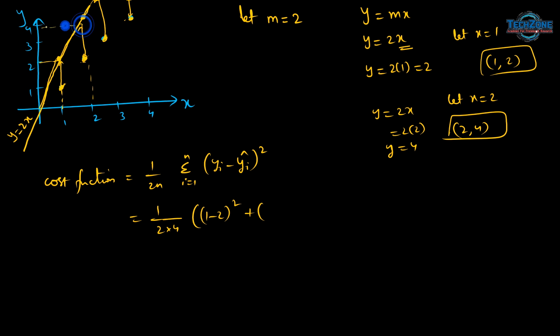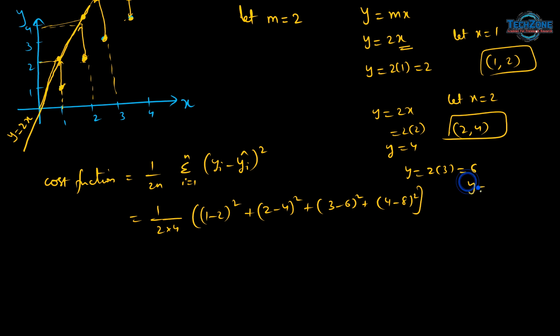But the predicted value is how much? It is equal to 4. So it is (2 minus 4) whole square. The original value is 3, and the predicted value will be 2 multiplied by 3, which is 6. So (3 minus 6) whole square. For the fourth point, the original value is 4 and the predicted value will be 8, because y is equal to 2x. If you substitute 4 here, you will have 8.